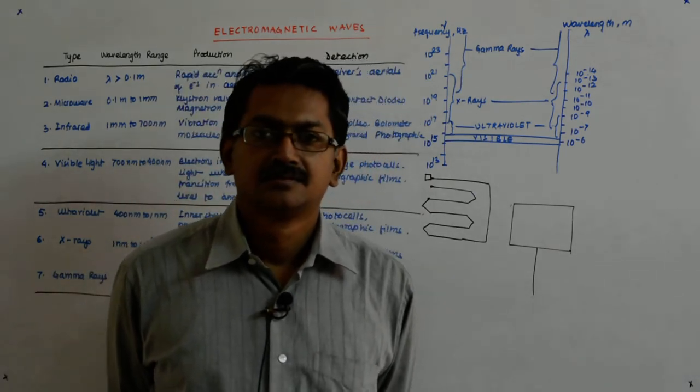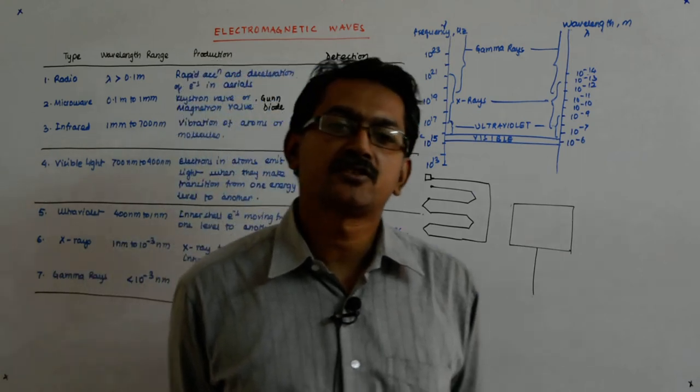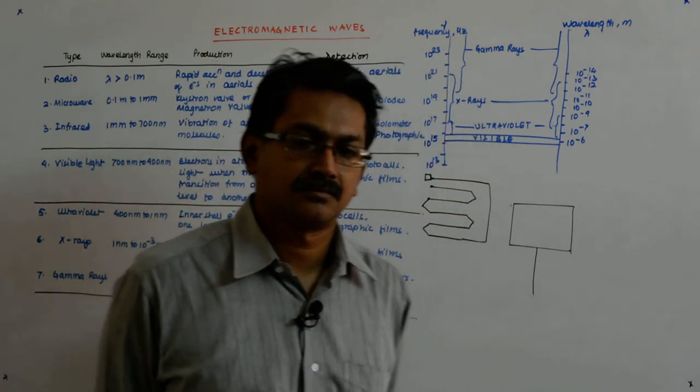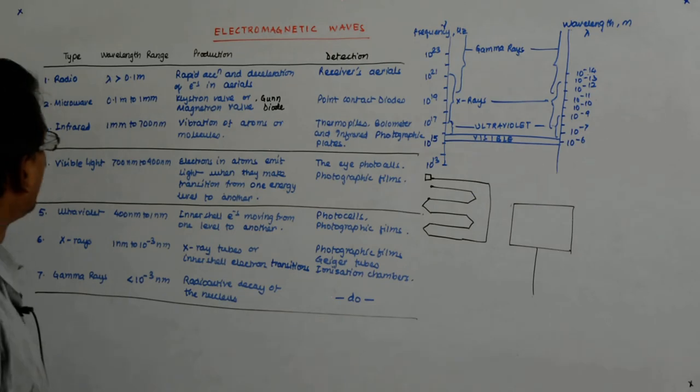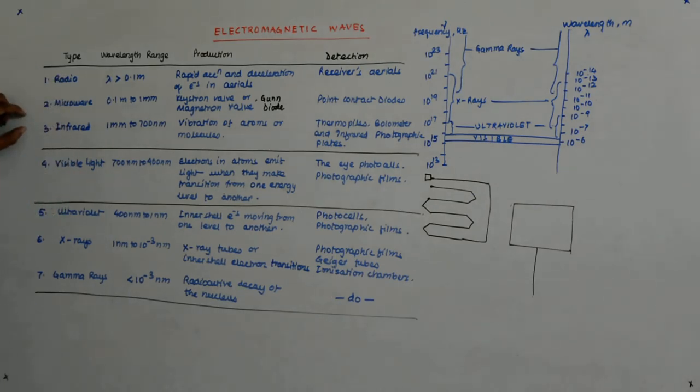Okay, this is mostly used in communication. How do you produce it? How do you detect it? Radio waves, right? So it is pretty simple. Radio, as the name suggests, is radio. Microwave is above that. Then infrared.